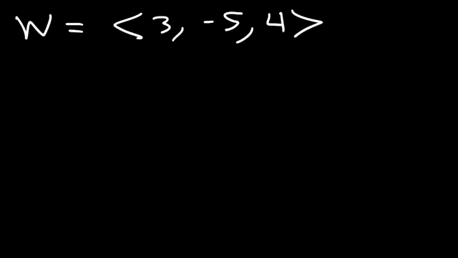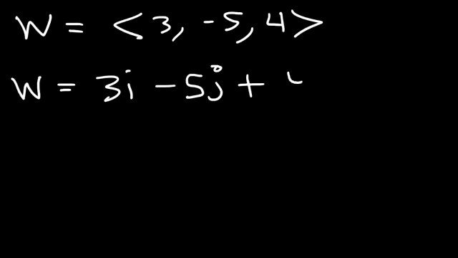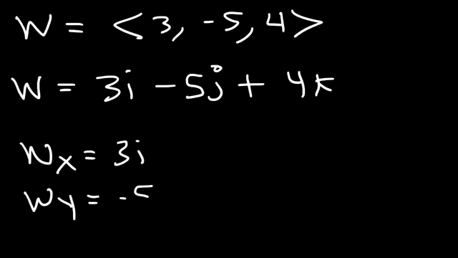So let's try another one. Let's say we have vector w, and it's 3 comma negative 5 comma 4. Go ahead and represent this vector using the standard unit vectors. So vector w can be written as 3i minus 5j plus 4k. So wx is 3i, wy is negative 5j, and wz, the z component of vector w, is 4k. But this is the answer though.